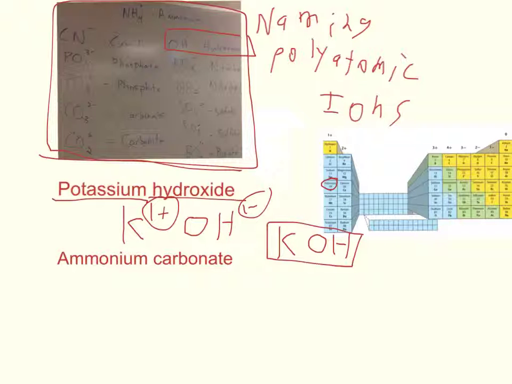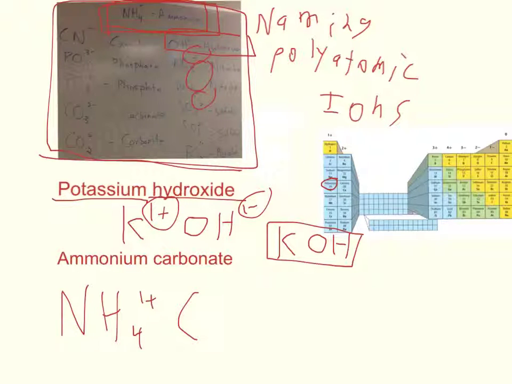So now we're going to move on to a trickier one. We have ammonium. Ammonium is the only positive polyatomic ion. That's the only one. All the other ones you can see are negative, negative, negative, and so on. So ammonium is NH4 plus. And then carbonate is CO3 2 minus. So these numbers are already down here. They're going to stay right there. The 4 and the 3 are not going to move.